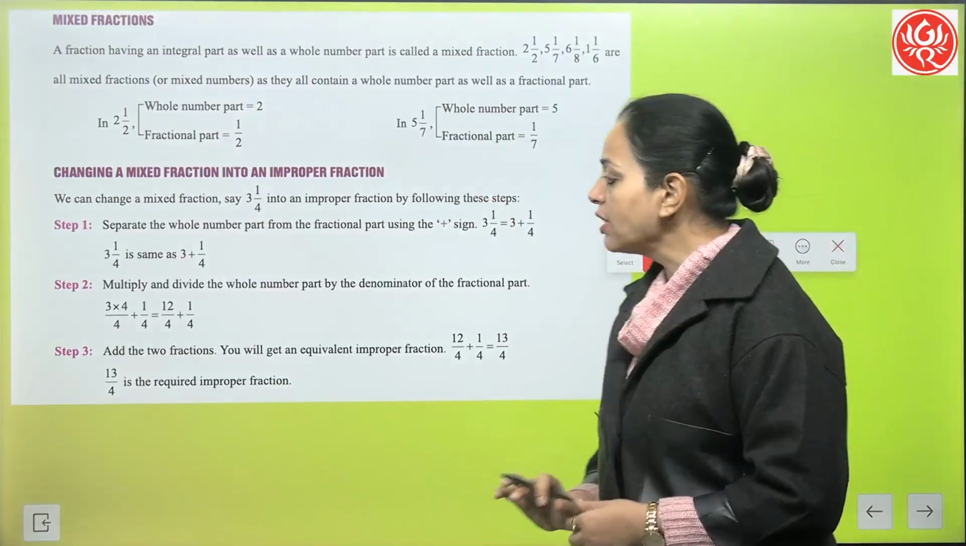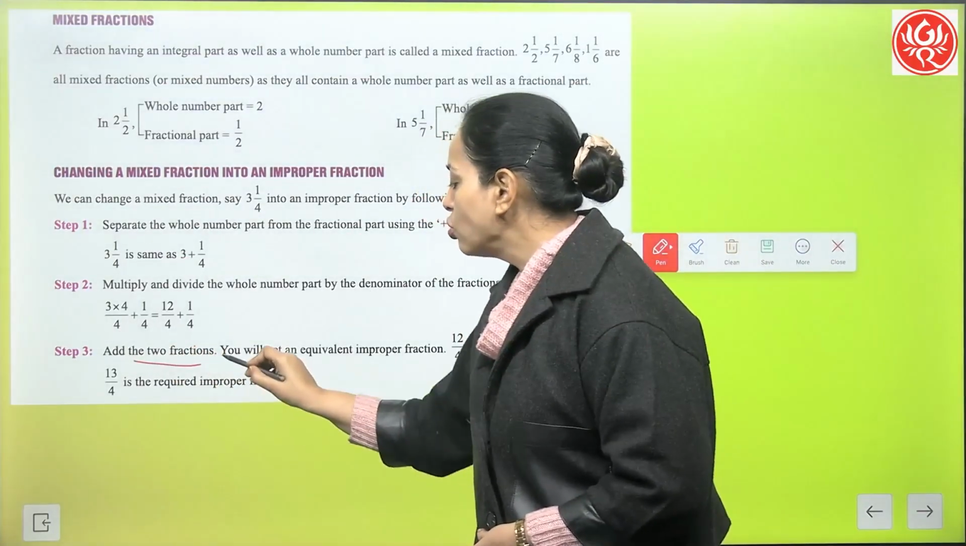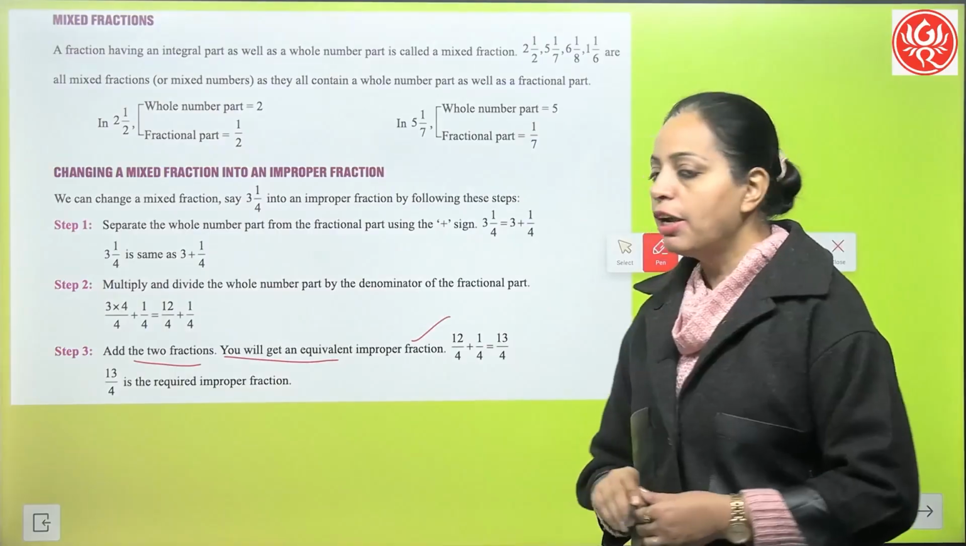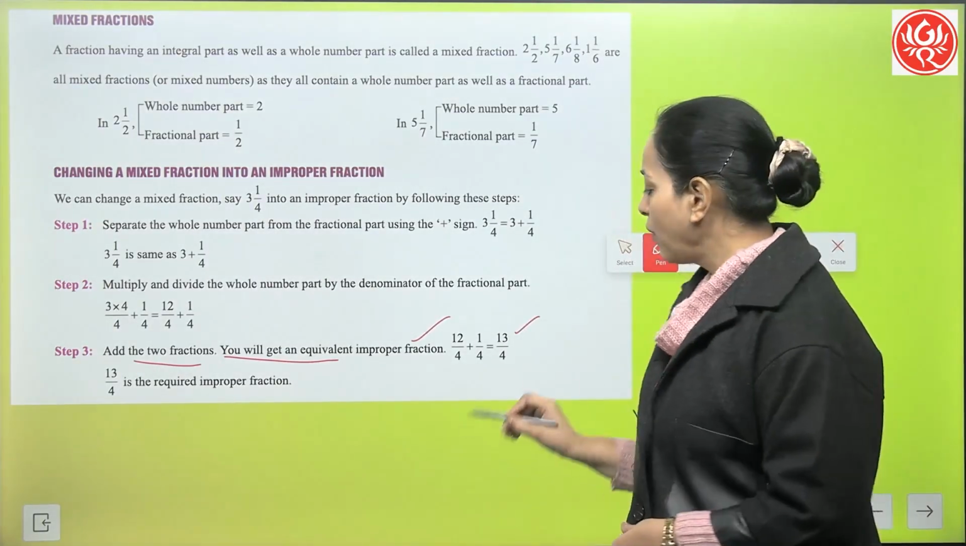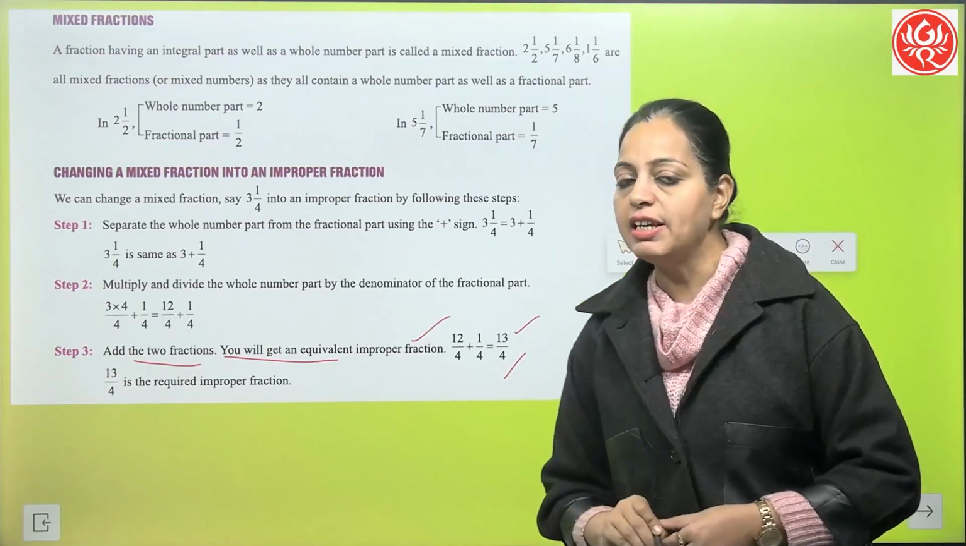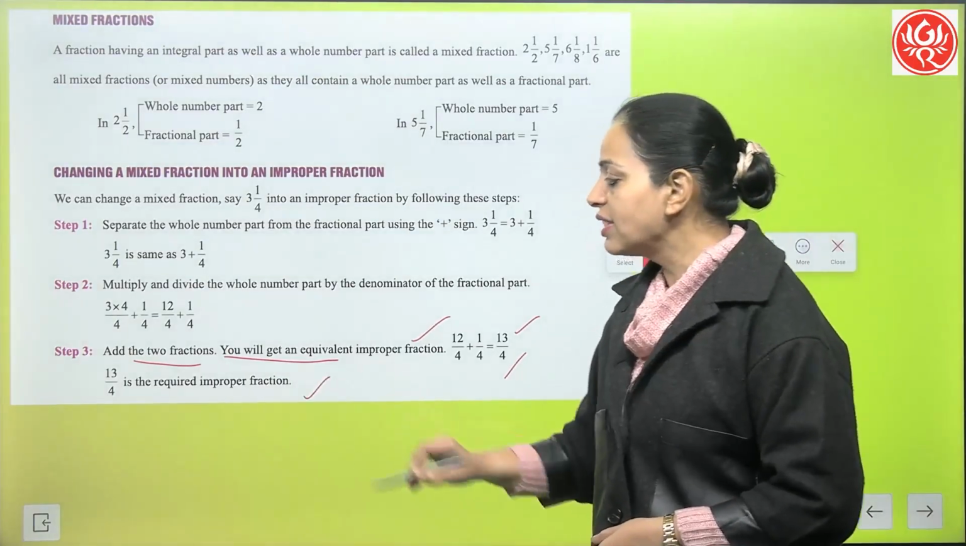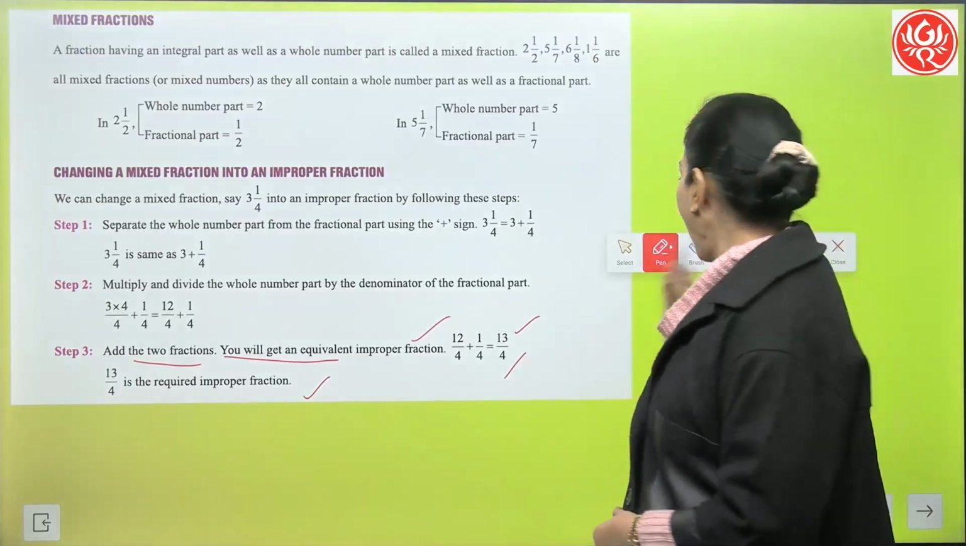Okay. Now the third step: add the two fractions. You will get an equivalent improper fraction. What will you get? 12 plus 1 by 4 means 13 by 4. So this is the improper fraction.